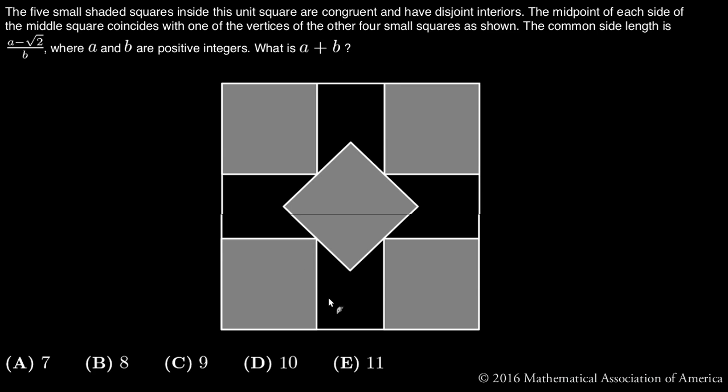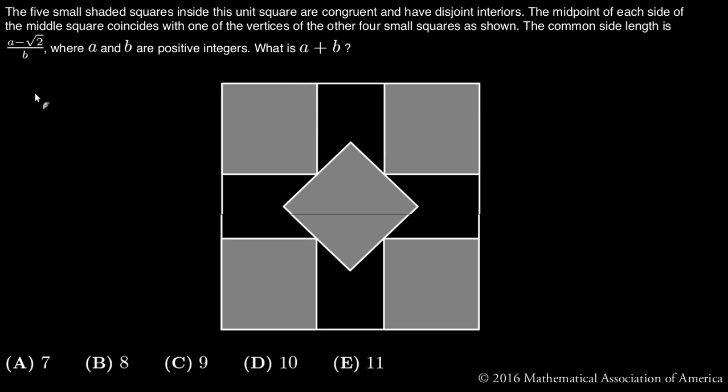2016 AMC12A, this is question number 9. The 5 small shaded squares inside this unit square are congruent and have disjoint interiors. The midpoint of each side of the middle square coincides with one of the vertices of the other 4 smaller squares as shown.